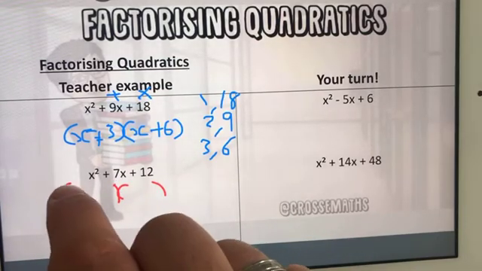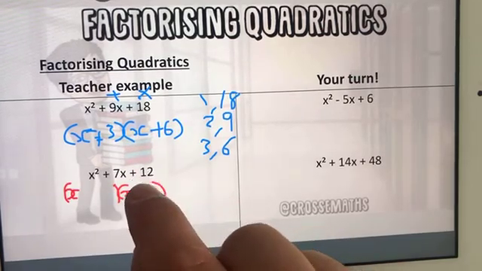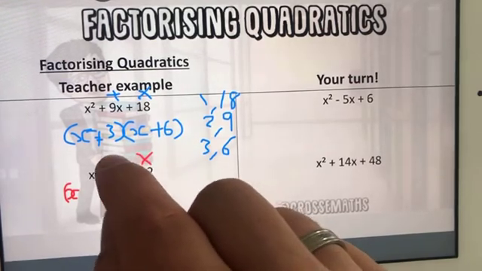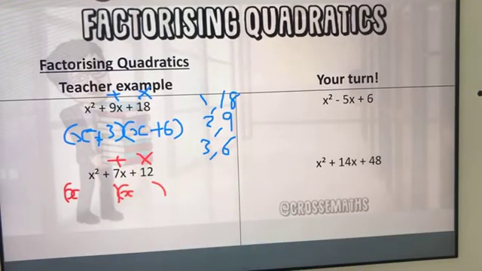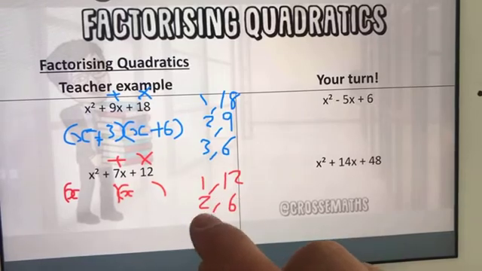So I've got x and x again. Okay, multiplying to make positive 12 this time, and I'm adding to make positive 7. 12, you can do 1 and 12, 2 and 6, and 3 and 4.